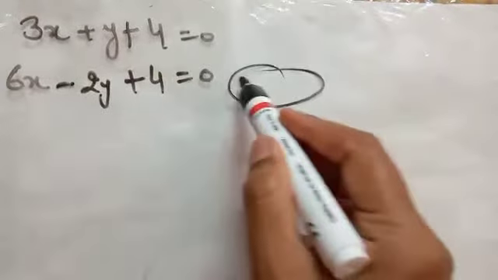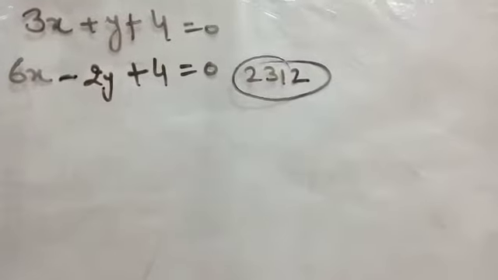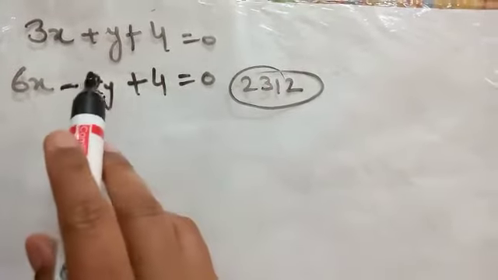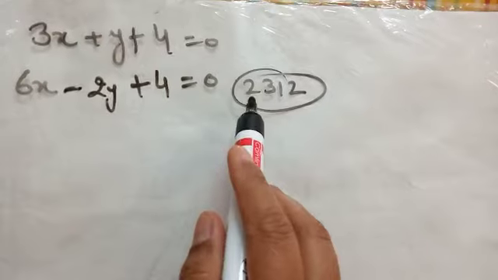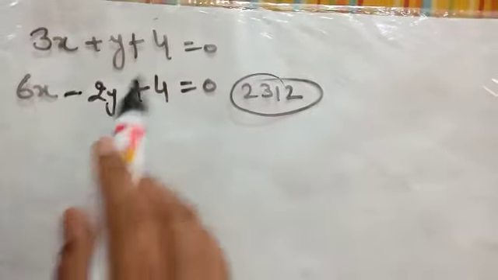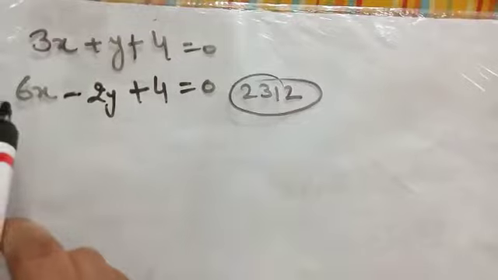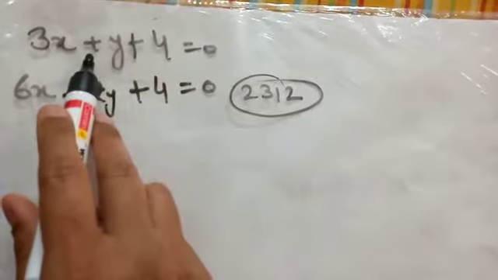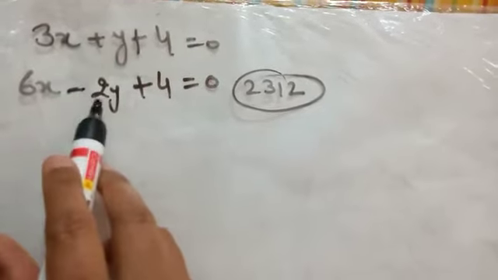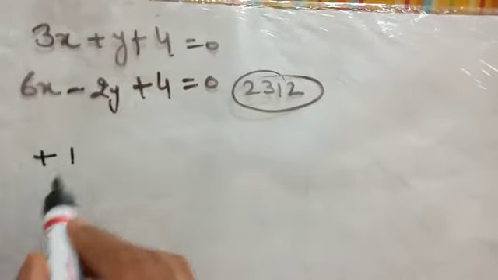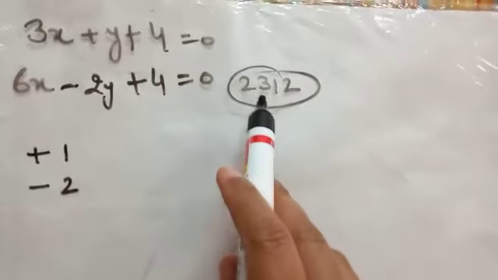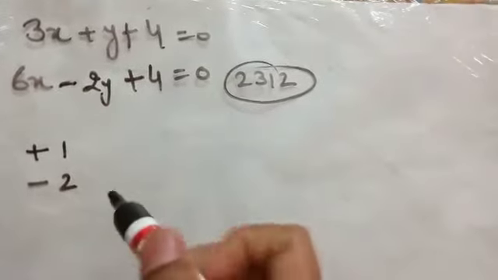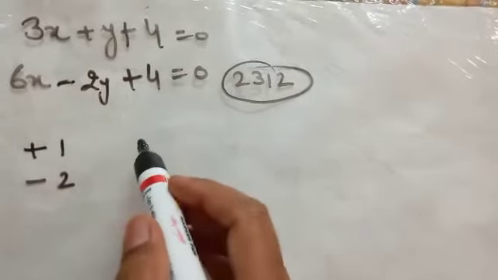Now I am going to ask you to learn a particular number. I am writing a number here: 2312. Now I am going to write the coefficients from these two equations. The second place is y, the third place is the constant, and the first place is x. So at the second place, the coefficients of y are +1 here and -2 here. Then I have to write the coefficients at the third place, that means the constant terms. So the constant terms are +4 and +4.